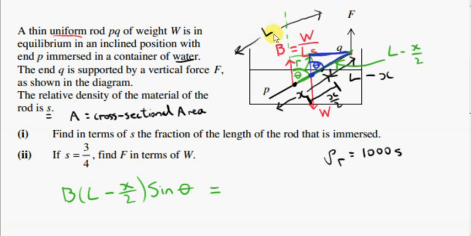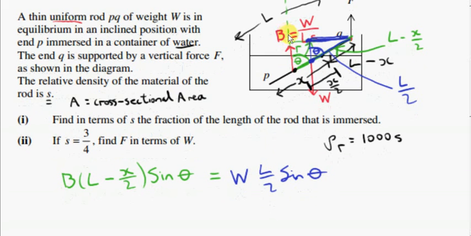Okay, so this blue distance here is L over 2, and we have to multiply L over 2 by the sine of theta to get this distance. So we're going to get the magnitude of W times L over 2 sine theta. Now we can plug in for B. We got B in terms of W.